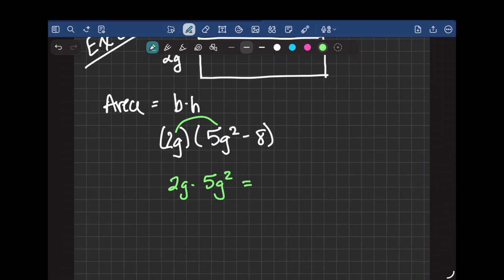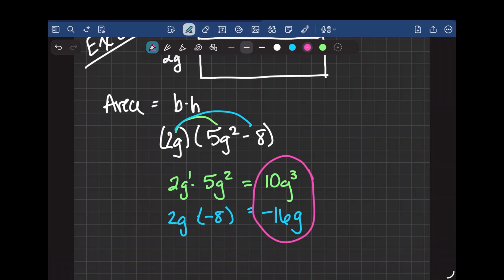Okay, so this is going to be 2 times 5, which is 10. G would be 1 plus 2, which is 3. And then looking at my next two terms, I would do 2g times negative 8. And I'm going back to parentheses. So 2 times negative 8 is a negative 16. Here we don't have any other variables to combine, so it would just be negative 16g.